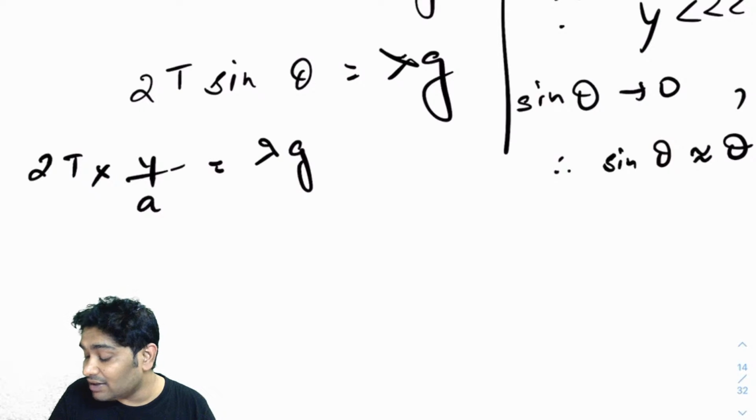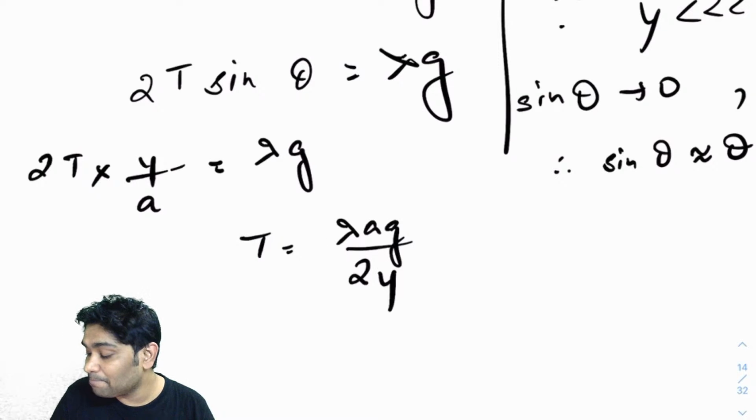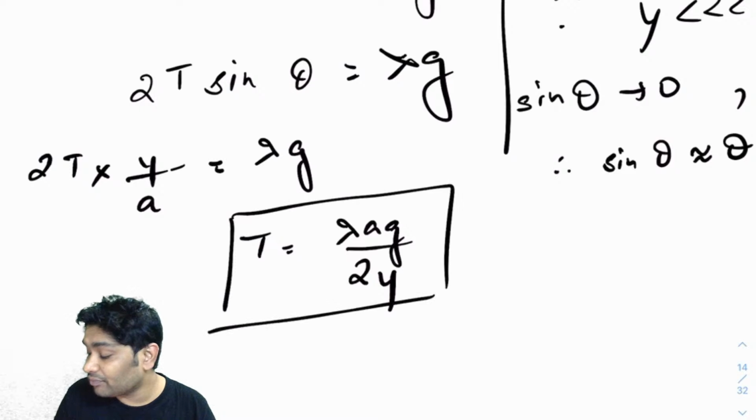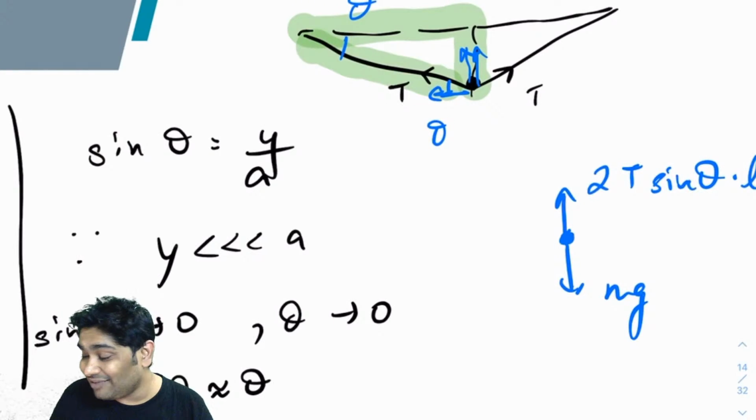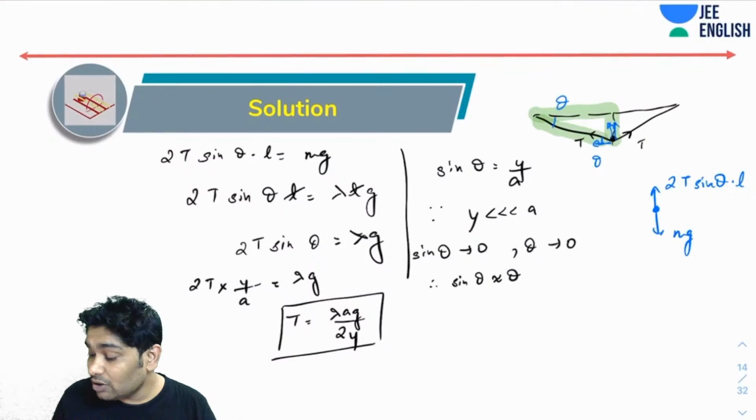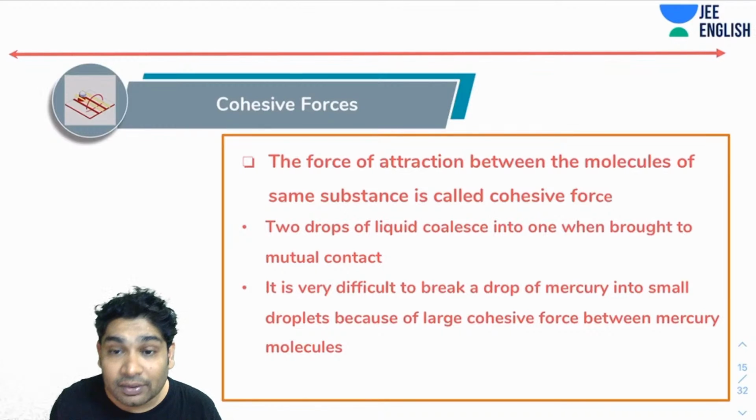So there I have my answer. The answer is T equals lambda a g over 2y. All right, that is my answer. The idea is that I can think of this as a flat triangle only. All right, so let's move forward.